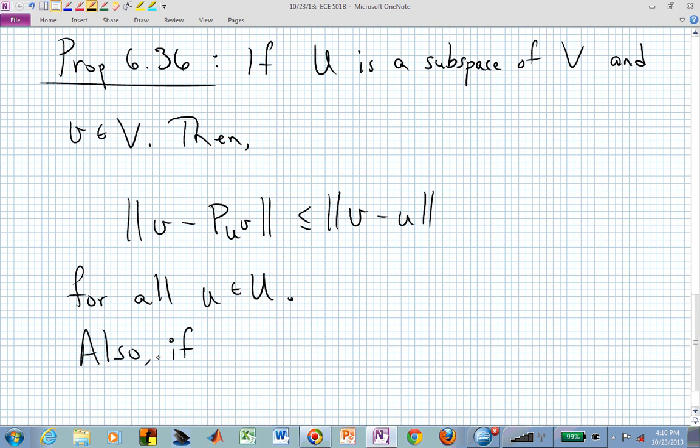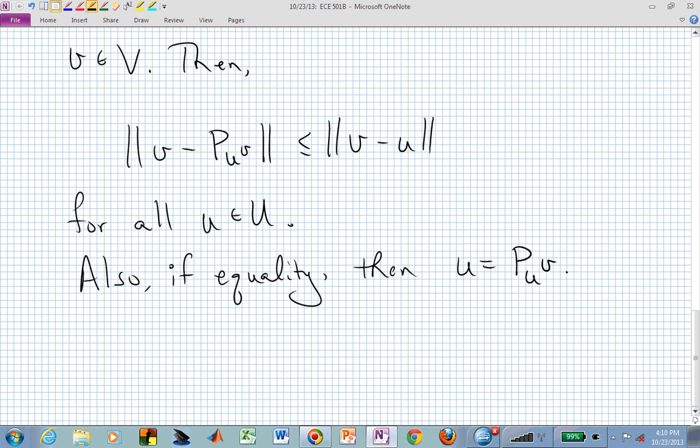If we have equality between the two sides, then that's going to happen when this vector u in the subspace capital U is set equal to the orthogonal projection of V onto U. Then we will get what we want. So let's show that by a proof.